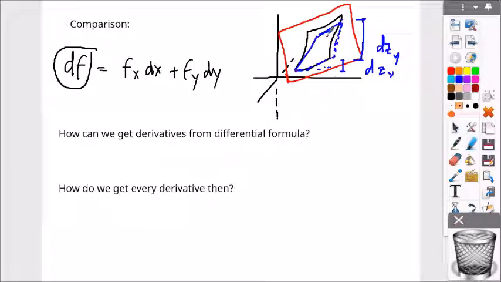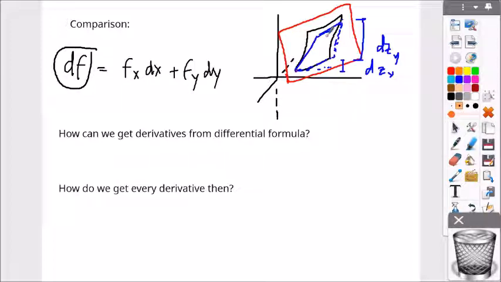The approximation is f sub x, you move in the x direction, times dx, plus f sub y, you move in the y direction, times dy. So that's kind of what we want to do this time. However, there's something that we have to take into account.